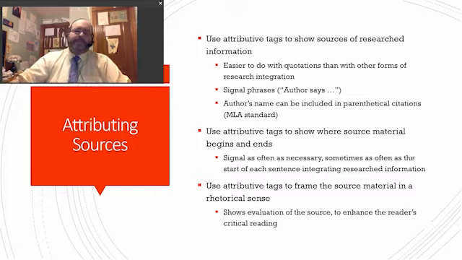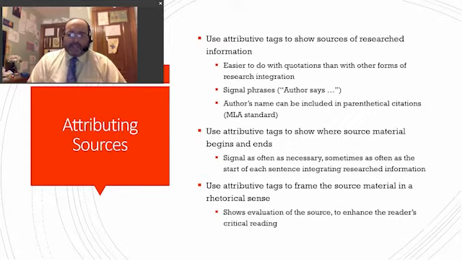You want to use attributive tags to show where source material begins and ends. So you want to signal as often as necessary, sometimes as often as the start of each sentence integrating research information. Every time you're presenting research information, you have to have a signal somewhere that it's coming from a source, whether it is something within the text or a parenthetical citation. One way or another, you have to attribute it.